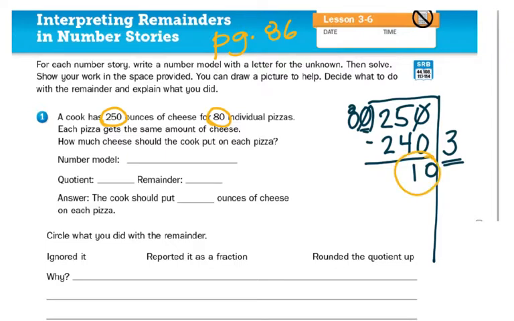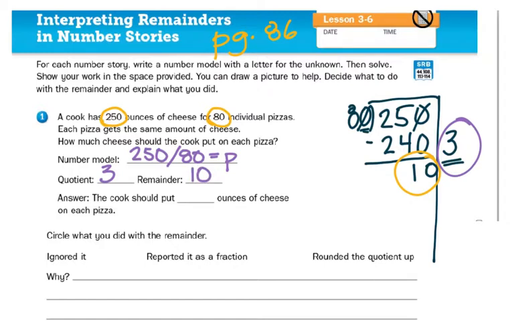So my number model would look like this. 250 ounces divided by 80 pizzas. We're going to put a variable to stand for what we're trying to solve for. The quotient or the answer is 3. The remainder is 10 ounces.